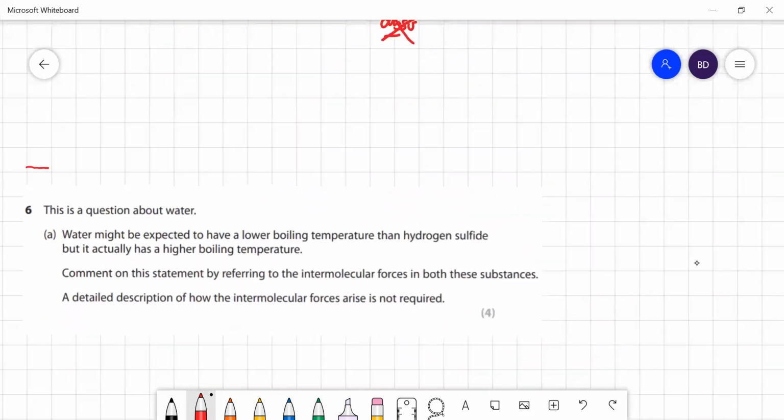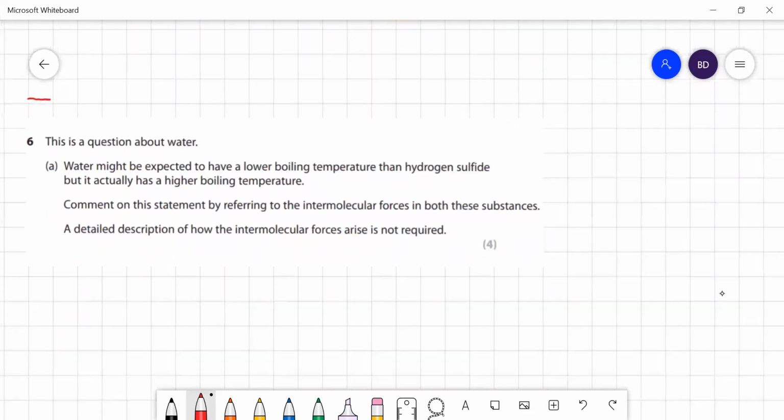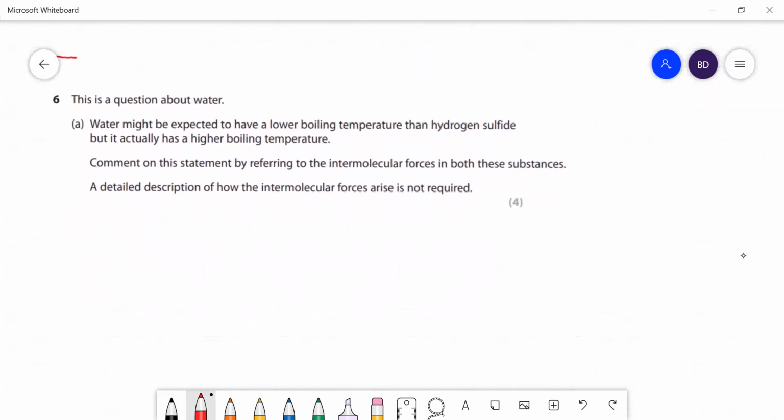Right. Here's a question about water. We've got water, H2O, and we've got hydrogen sulfide, which is H2S. Oxygen and sulfur are both in group 6 of the periodic table. We've got similar formulae for hydrides. Why might this be expected to have a higher boiling point, but it doesn't? And we've got to talk about the intermolecular forces.